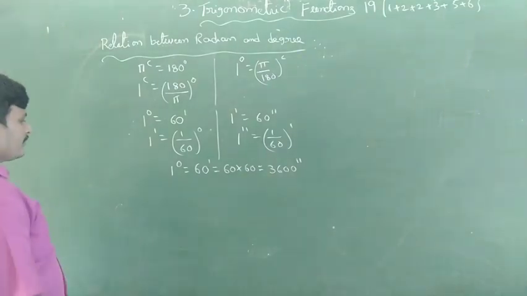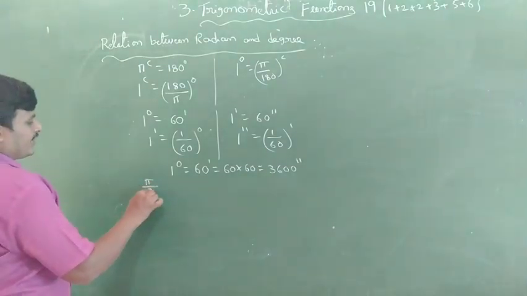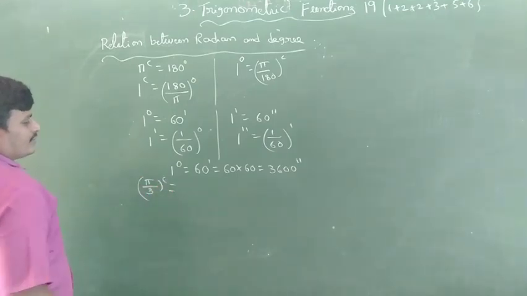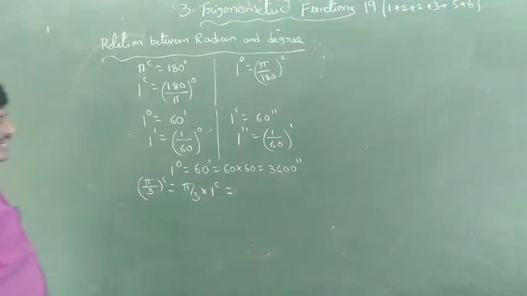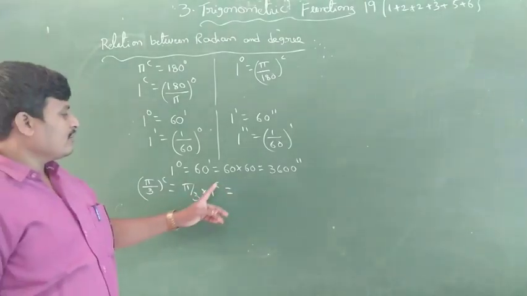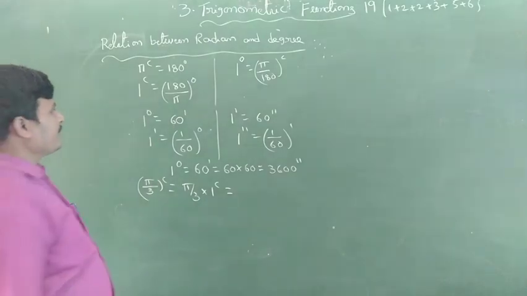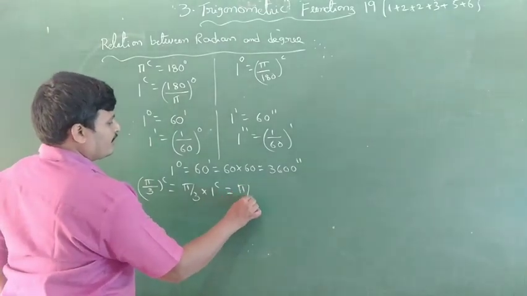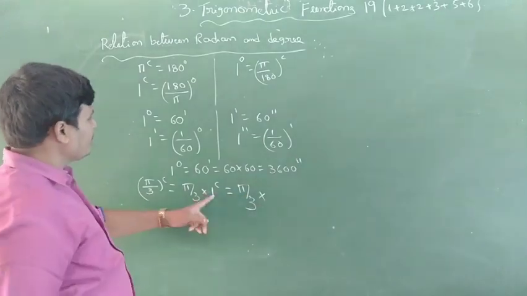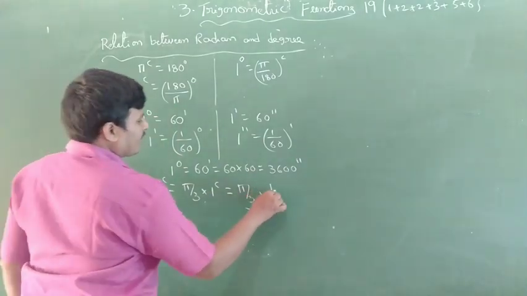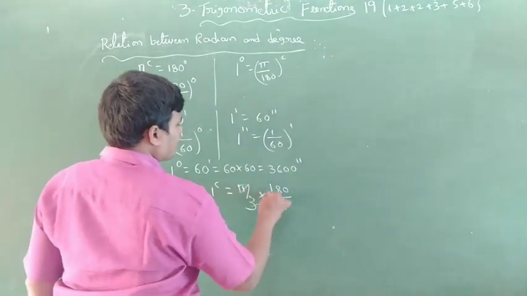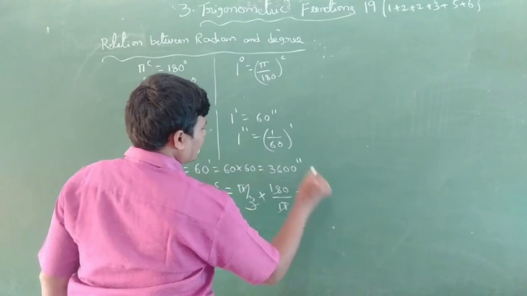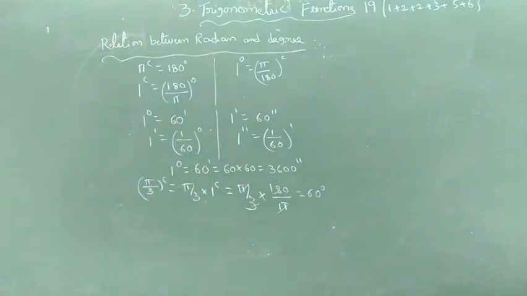Convert into degrees, for example, pi by 3 radians. Pi by 3 radians is equal to pi by 3 into 1 radian. 1 radian is equal to 180 by pi. Pi cancels, 3 into 60 is 180, so totally 60 degrees.